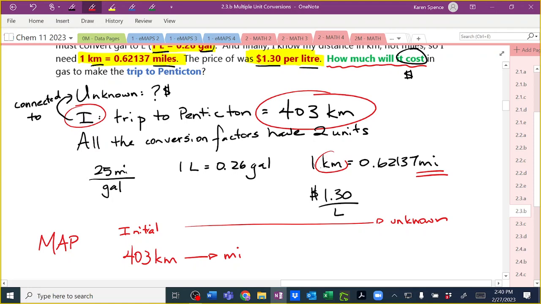I've used that conversion factor. What can I convert miles into? I'll go looking around for miles and say, oh, here's some miles. I can convert miles into gallons. What can I convert gallons into? Oh, there's gallons again. I can convert it into liters. And what can I convert liters into? I can convert it into dollars.